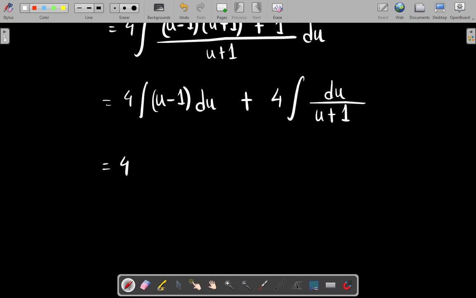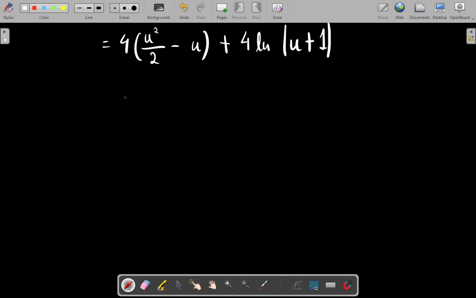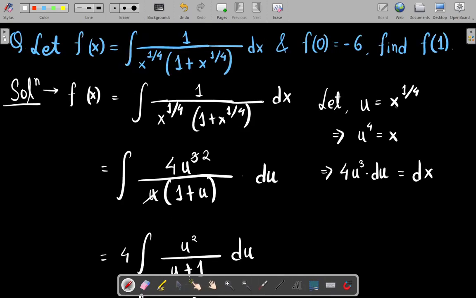The integral of u minus 1 becomes u square by 2 minus u, since the integration of du is just u. Similarly, for this one, this is very easy. This is just ln|u plus 1|. So if we multiply both these terms by 4, the first term becomes 2u square minus 4u, plus 4 ln|u plus 1|.